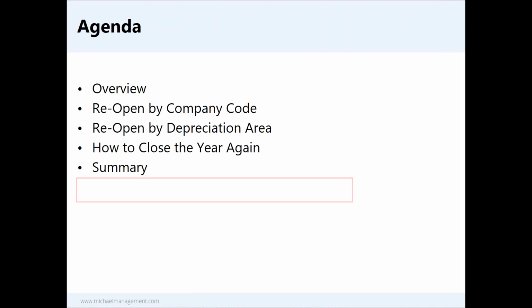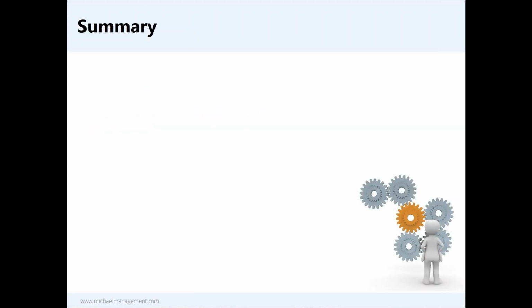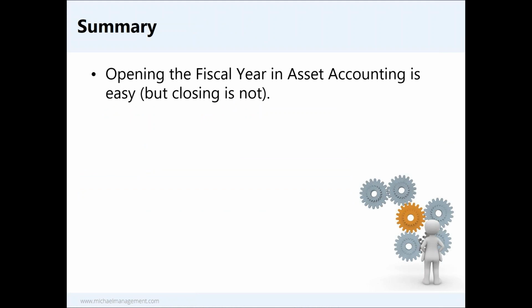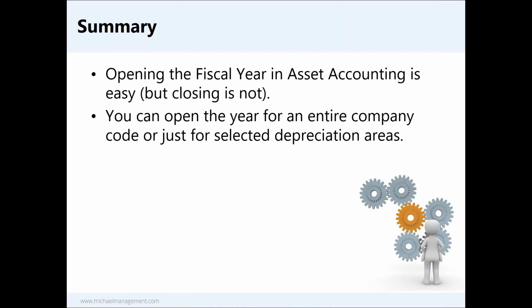All right, so that gets us to the end. If you guys have any questions, now is the time to ask them. Quick summary. Opening up the fiscal year in asset accounting is easy, as we've seen. There are 2 transactions. All you have to do is type in the last closed fiscal year that you want, and you open the year. So it's very easy, but closing the year is not, right? You can't use these transactions to close the year.